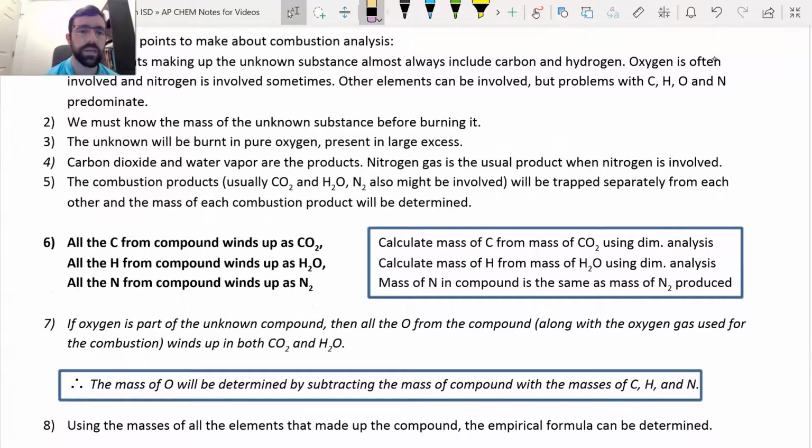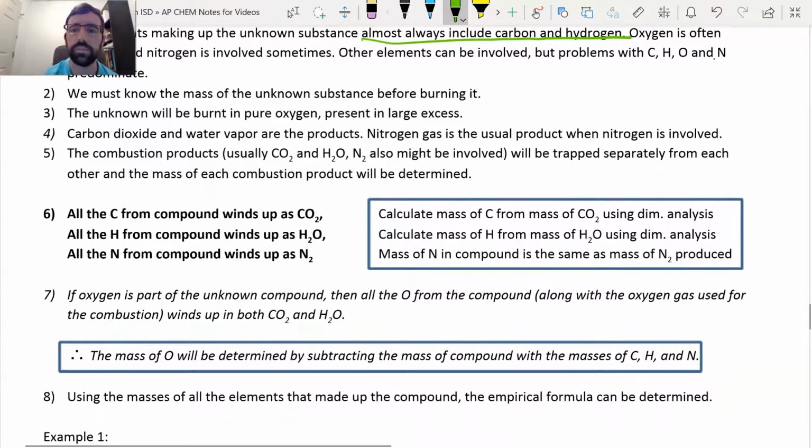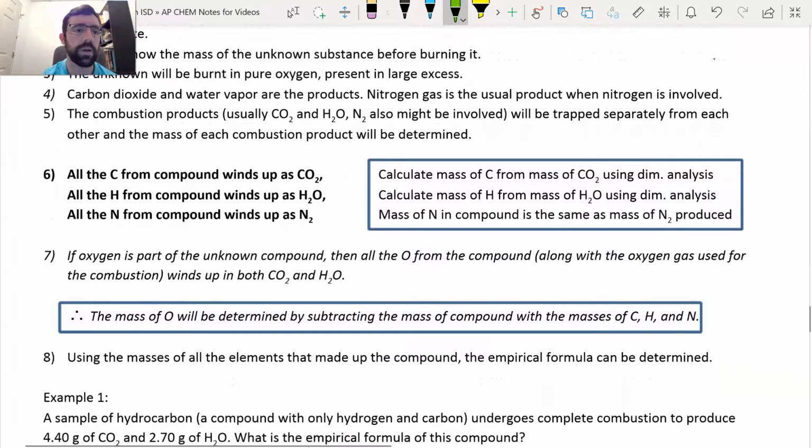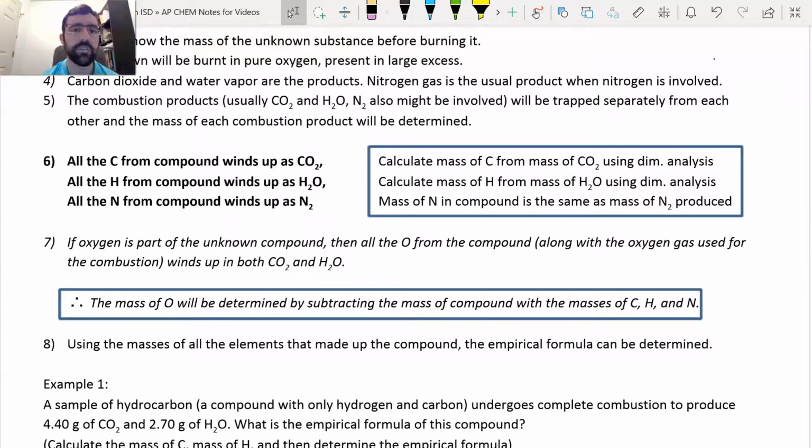There are some points to make about combustion analysis. The elements making up the unknown substance almost always include carbon and hydrogen. This is almost always the case. Oxygen is often involved, nitrogen is sometimes. There are other elements sometimes, but those are the most common ones. We have to know the mass of the unknown before we can burn it. It doesn't do any good if you don't measure the unknown before you burn it.